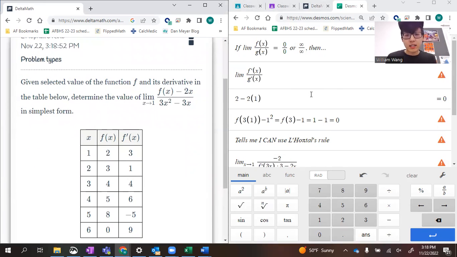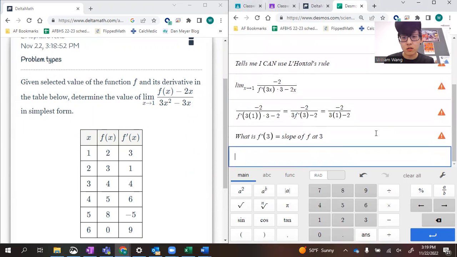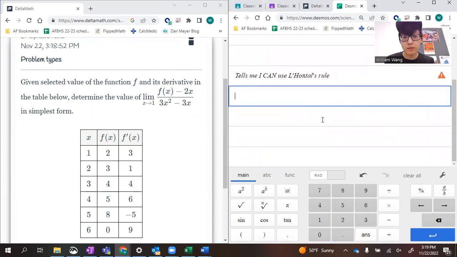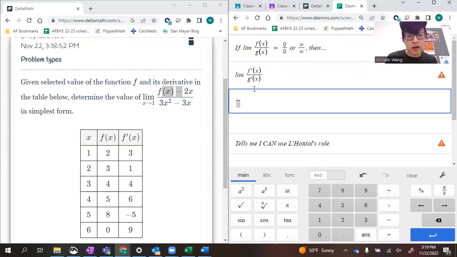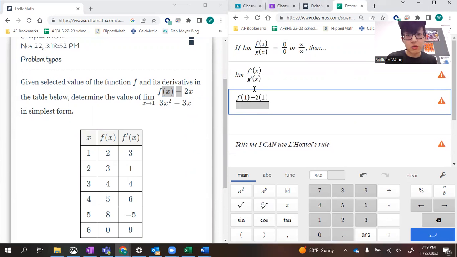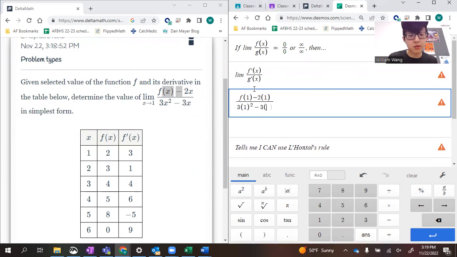First, let's check to see if I can use L'Hopital's rule. Can I use L'Hopital's? Let me erase some of my work. Okay, can I use L'Hopital's? Well, to test that, I'm going to plug 1 into my function, so it's going to be f of 1 minus 2 times 1 over 3 times 1 squared minus 3 times 1. All right, let's actually solve this.